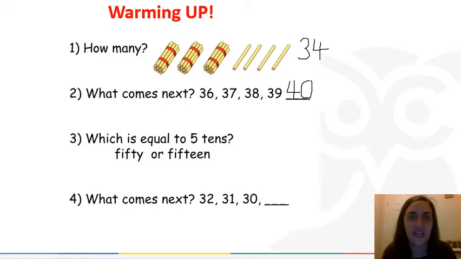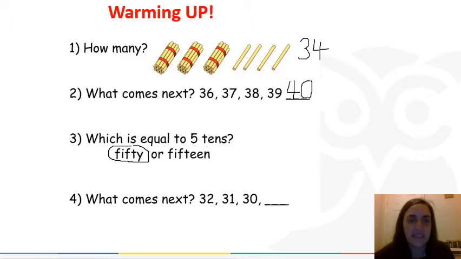Question 3. What is equal to 5 tens? 50 or 15? 5 tens. So if we've got 5 tens, we need to count up in tens 5 times. Shall we do it together? 10, 20, 30, 40, 50. So 5 tens is equal to 50. I hope you got that. Keep giving yourself a tick if you got them right.